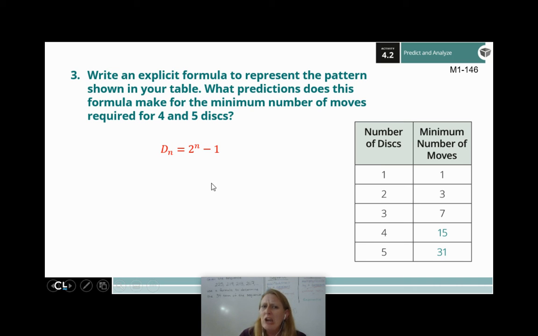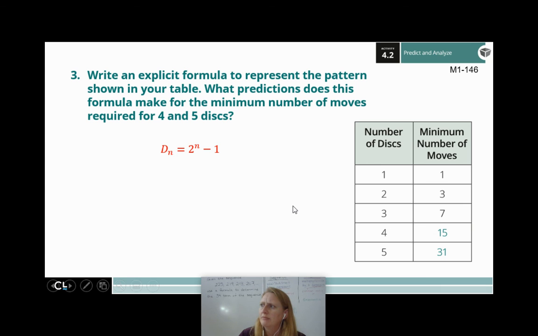So I had a hard time with that. And if you had a hard time coming up with the formula, that's okay. I struggled with it too. But I realized that if I did 2 to the term number, as an exponent, and then subtracted 1, I actually did find the minimum number of moves.